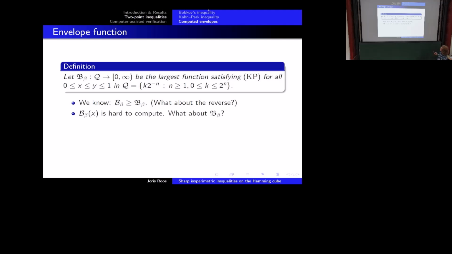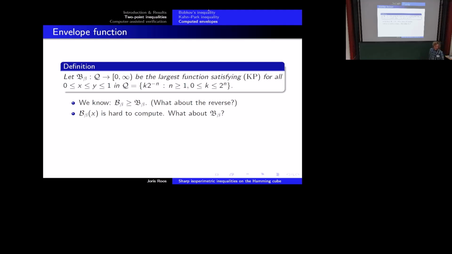Okay? And this function, the isoperimetric profile, is obviously very hard to compute, right? So even if you restrict your attention to a dimension n, then you have 2 to the n, so a double exponential number of subsets to check, right?